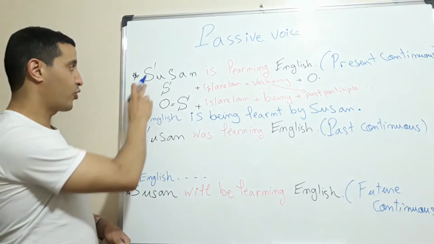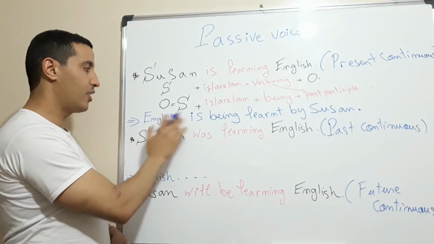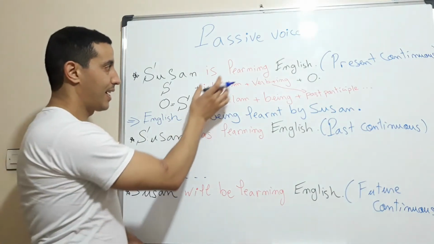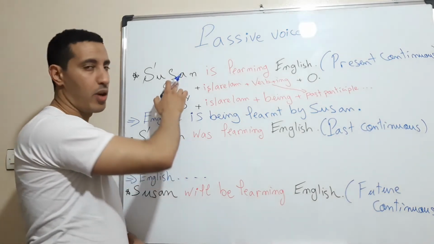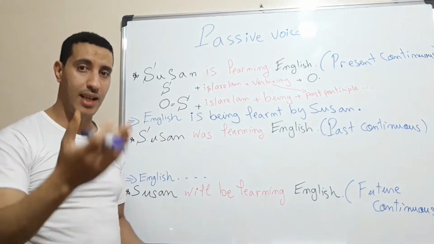So if you look at the two sentences, we have Susan is learning English and we have English is being learned by Susan. So the difference is that here the performer of the action is Susan. So Susan performs the action or does the action.